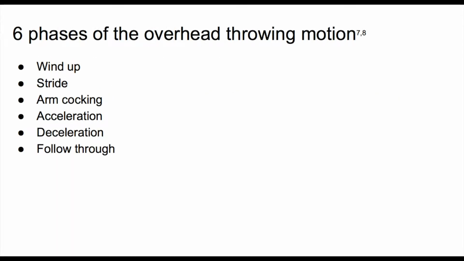We're going to shift gears into the biomechanics of the overhead thrower. Now we're going to go over the 6 phases of the overhead throwing motion, starting with the wind-up, to the stride, arm cocking, acceleration, deceleration, and finally the follow-through. We will go into detail on each of these phases and go over some of the flaws found along the kinetic chain in these phases that result in potential UCL injuries.